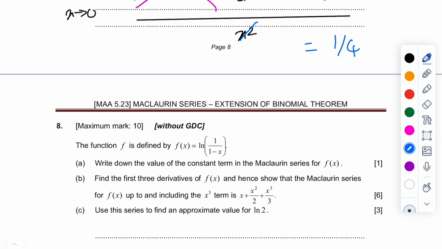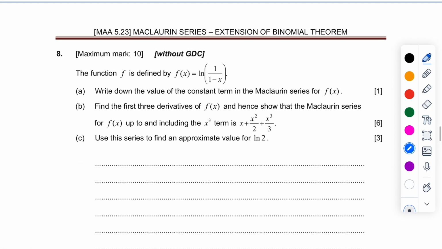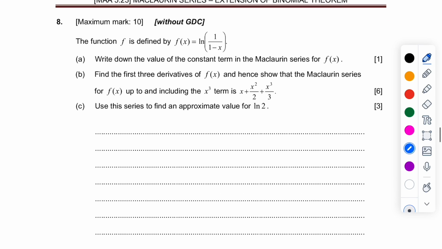Question number 8. The function f of x equals ln of 1 upon 1 minus x. Write down the value of the constant term for the Maclaurin series of f of x. So the constant term is going to be when x equals 0, which is ln 1, which is going to be 0. Find the first three derivatives of f of x and hence show that the Maclaurin series up to x cube can be written like that.